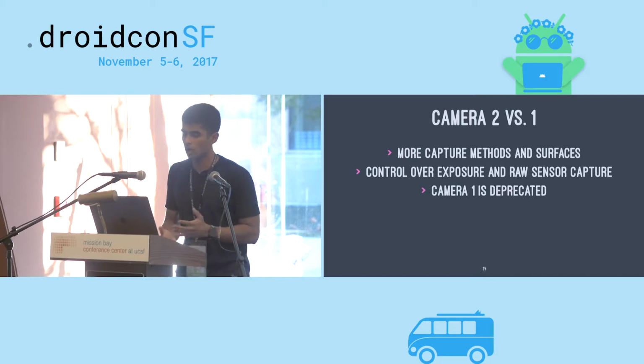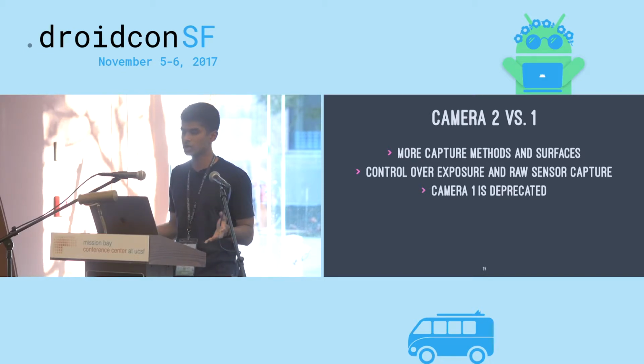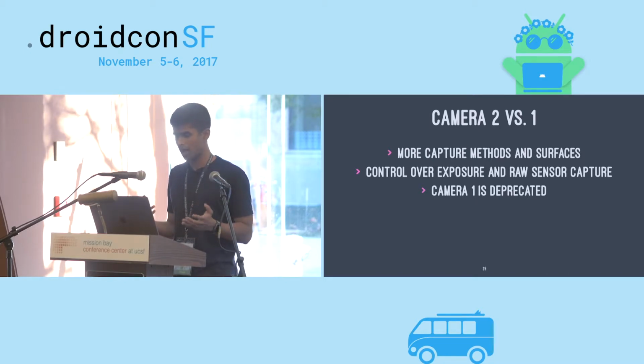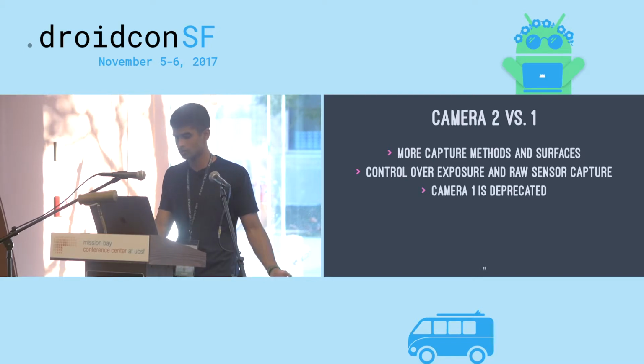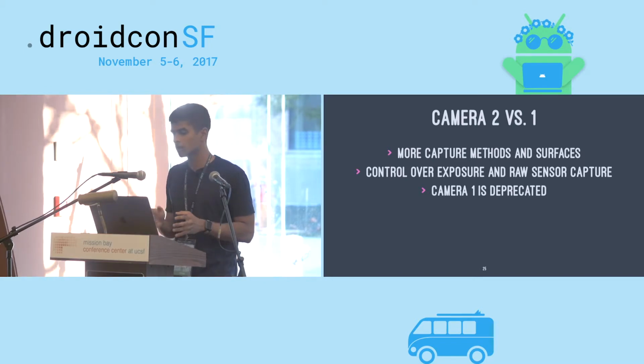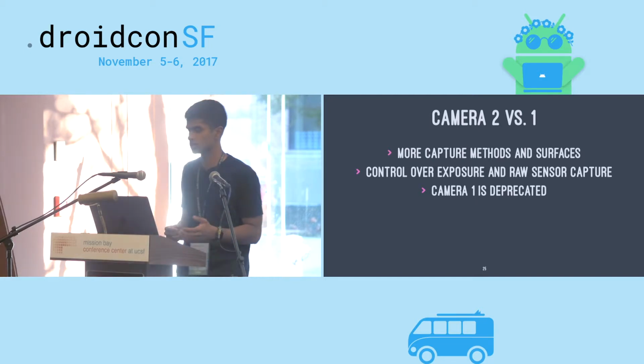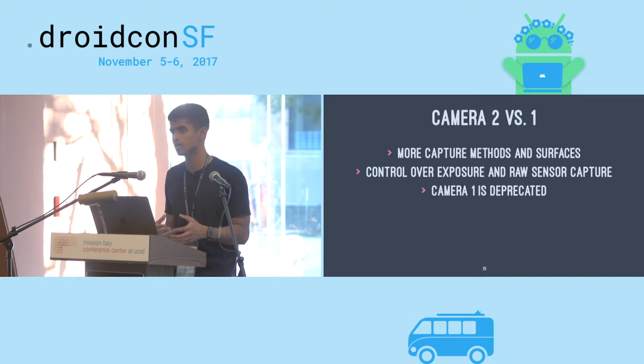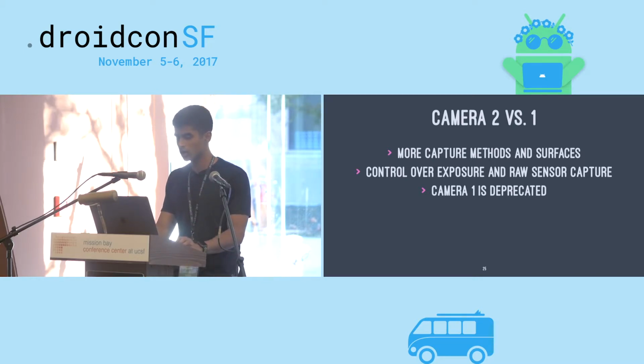Camera 2 versus 1. What changed? There are more capture methods and surfaces for Camera 2, control over exposure and raw sensor capture. And there's a new burst mode. It's also built from the ground up with a new hardware layer. And also Camera 1 is deprecated. So today, for this section, we're going to cover the Camera 2 API as it is more verbose and complex. So if you're able to understand this, you can definitely understand Camera 1.